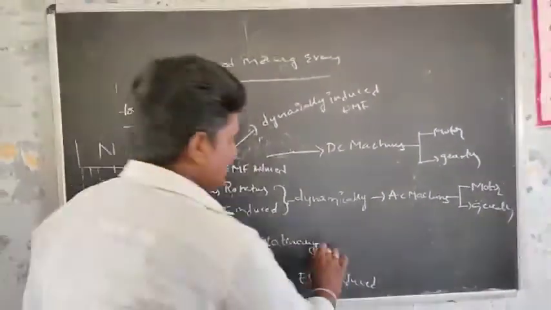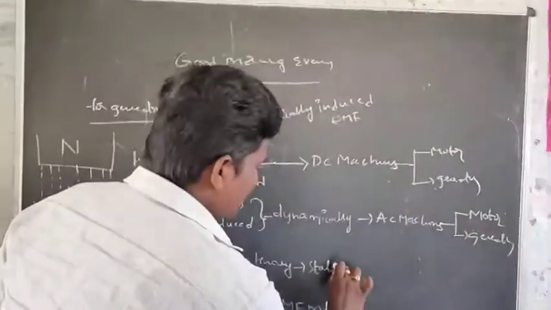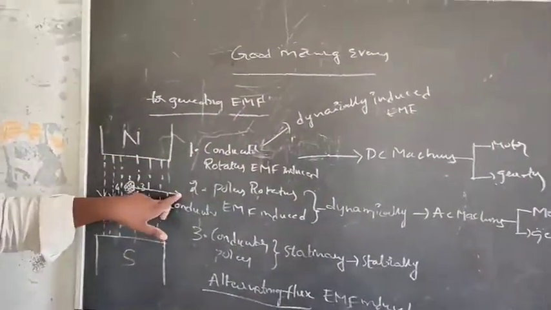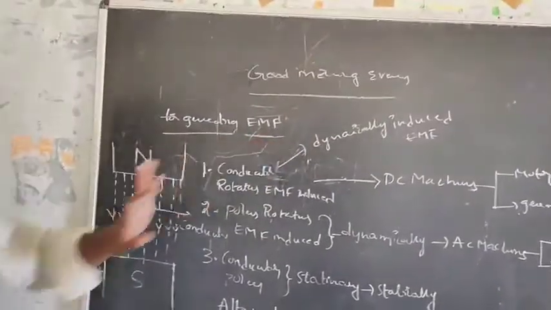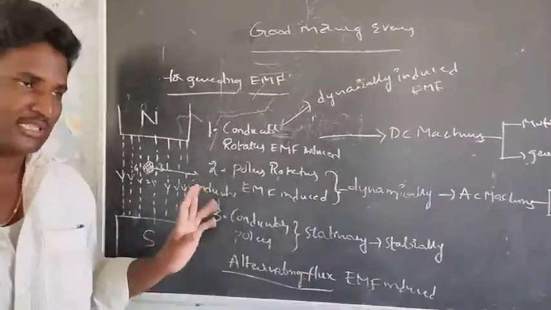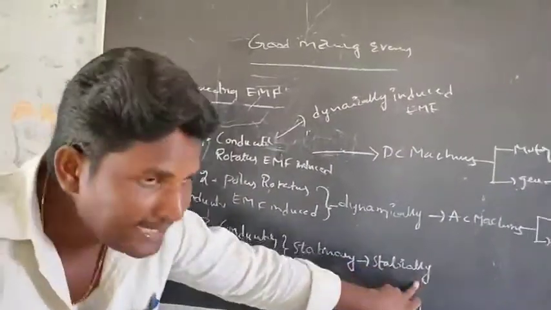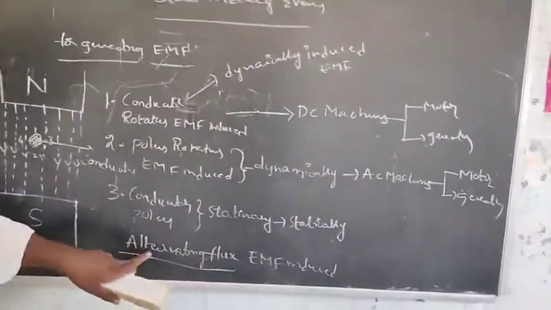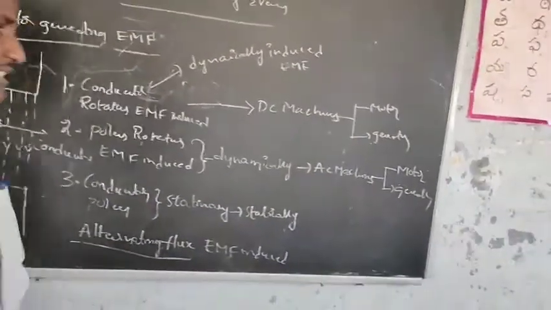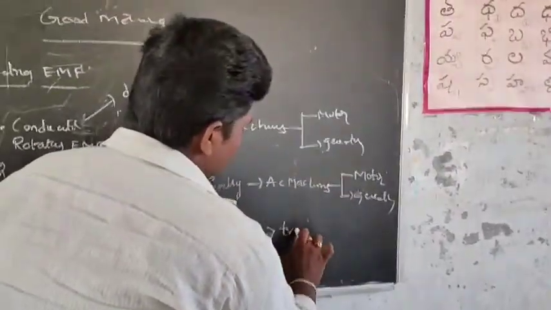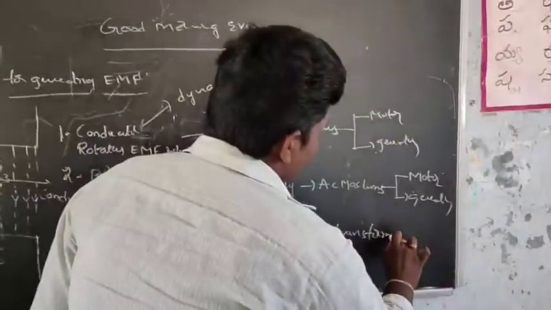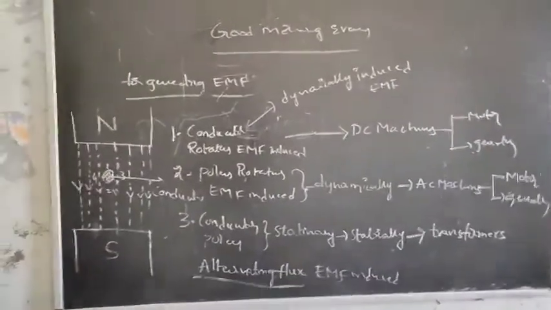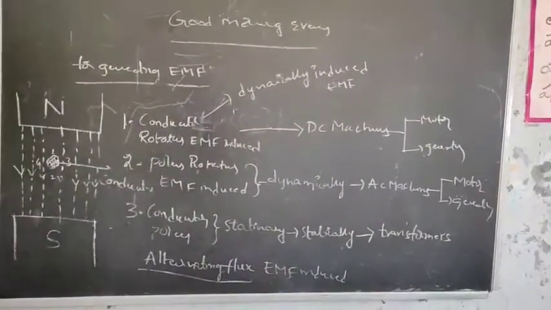So that's why it is called statically induced. What I am saying: in the first two cases there is a physical rotation, that's why you can call it dynamically. In the third case there is no physical rotation, so it is called statically induced EMF. In this case EMF can be obtained by using alternating flux, so this can be used for transformers. So this is about transformers, AC machines, DC machines working principle.